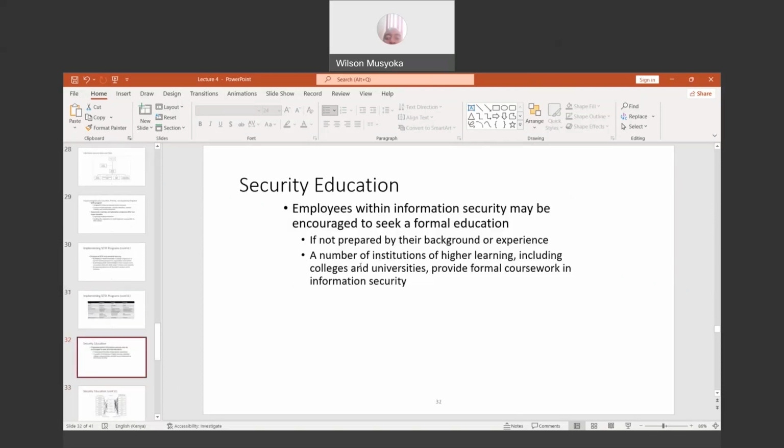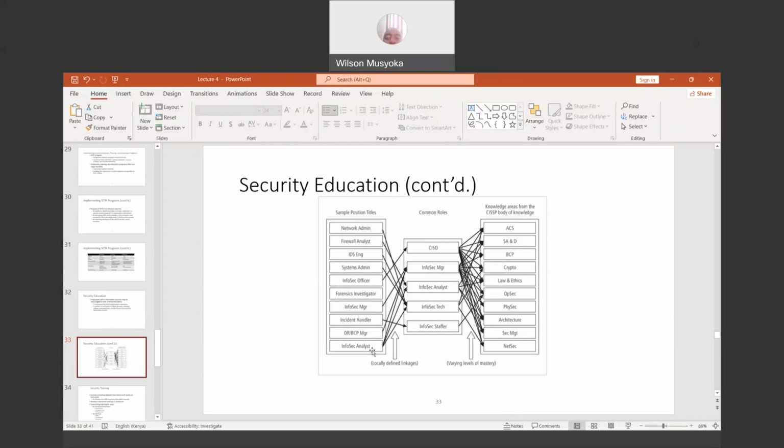Then, in terms of security education, we normally talk about employees within information security needing to be encouraged to seek formal education, and this should be done based on their background and experience. A number of institutions of higher learning, including colleges and universities, have such programs. And this is how security education will be carried out. For example, an information security officer, such as the CISO, and the kind of knowledge areas which they need.